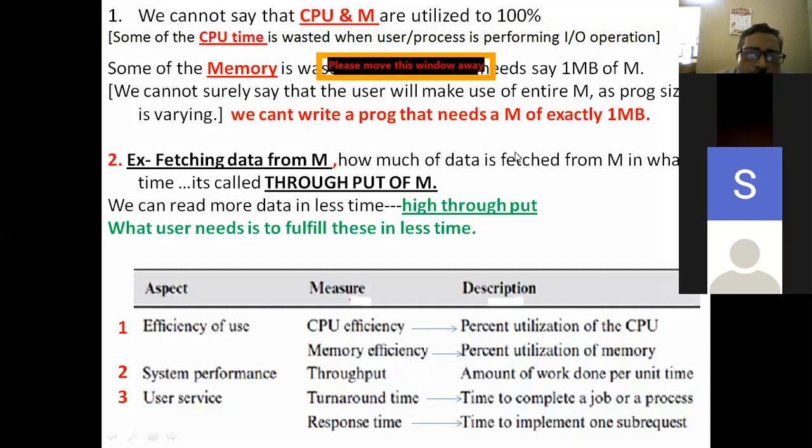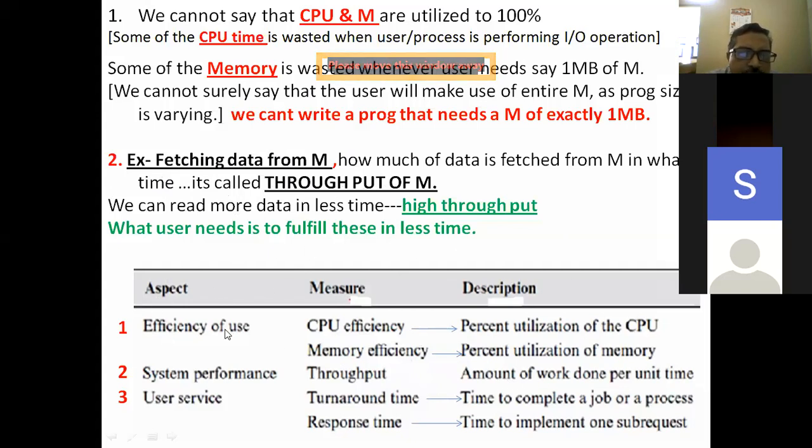So the bottom line is, whatever operation or entity we are discussing, if the operation is defined with respect to time, then we call it throughput. Here I mentioned the throughput of, say, fetching data from memory. If this operation is measured with respect to time, then we can call it the throughput of memory. So whatever we have discussed here, the same thing has been tabulated.